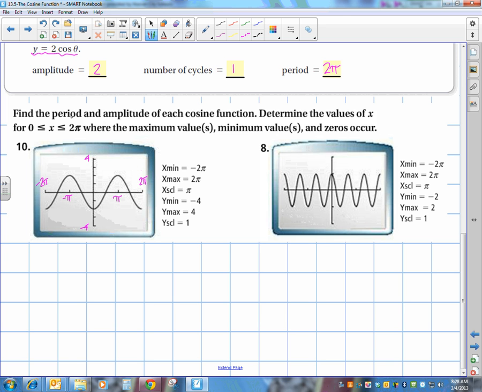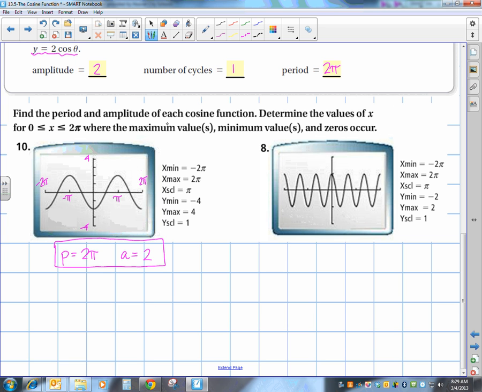So what is the period? I started them in, I ended them in, so that means my period is going to be 2 pi. My amplitude, the highest point that I have is 2, the lowest point is negative 2, so that means that my amplitude is going to be 2, half that distance. So that's my period and amplitude.